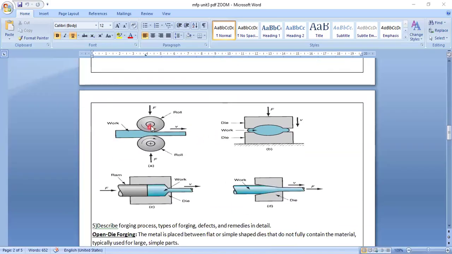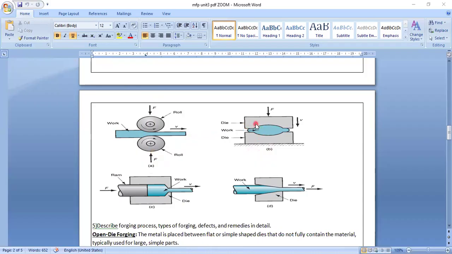Here you can see two rollers are used, rotating in opposite directions. The workpiece is coming here. The diameter, the area is bigger here and smaller there. It is producing tube-like structures. The force is given from two sides, from the top side and the back side.